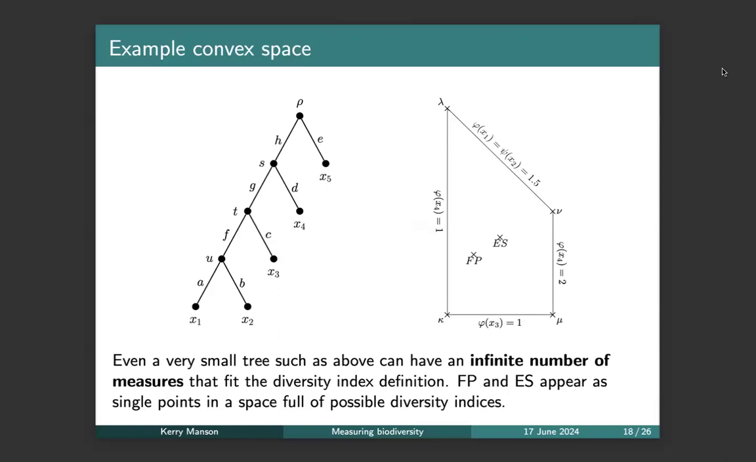Here's a diagram. I've got a very small tree. And when we think of those vectors, we can think of the endpoints here. So there's 2-dimensional space here, and this point here represents the fair proportion index. That point is our method. And the equal splits method is here, this one. And every point within this boundary just represents another potential method that we could use to describe how the edge lengths from this tree should get allocated to those species to kind of talk about their evolutionary history.